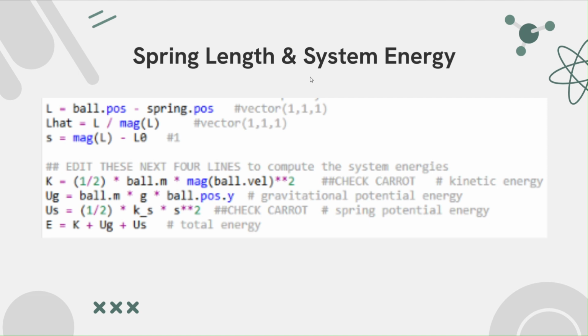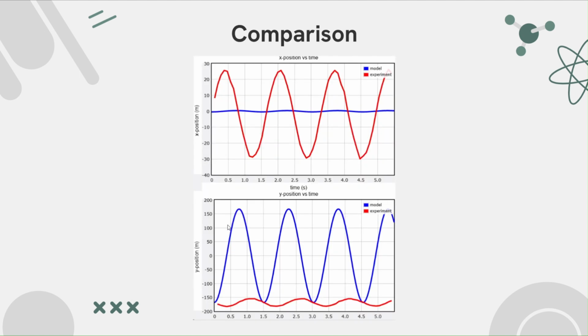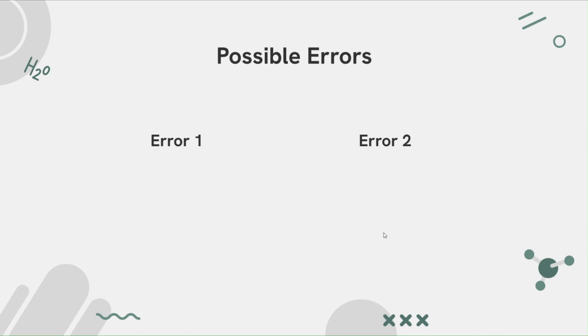Our spring length and system energy were plugged into our code here, and then we calculated the gravitational force, the spring force, and then the net force. And then we applied the momentum principle, and we updated the spring length and position. So for comparison, here are the two graphs.